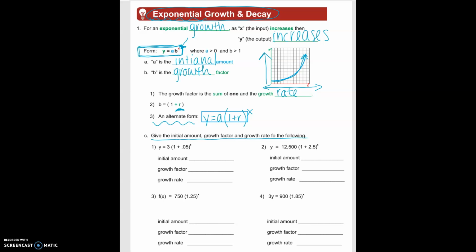So we've got y equals 3 times 1 plus 0.05 to the power of t. So our initial amount is going to be 3. It's our a value. Our growth factor is the 1 plus 0.05, or we can write it together as 1.05. And the growth rate, okay, the rate is just what gets added to the 1, so this is 0.05.